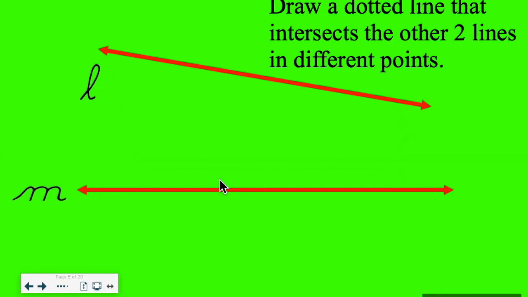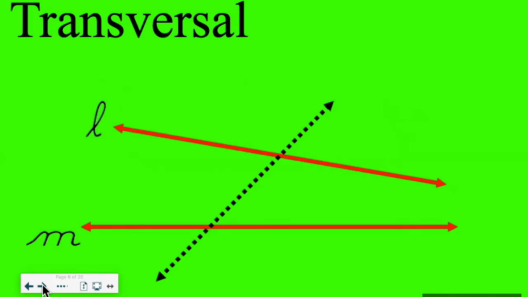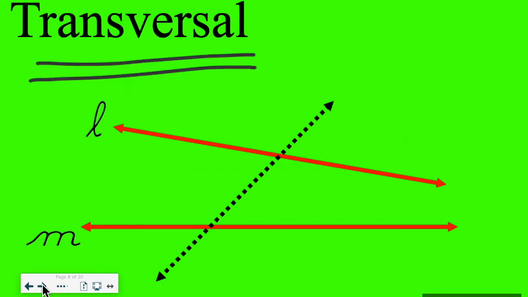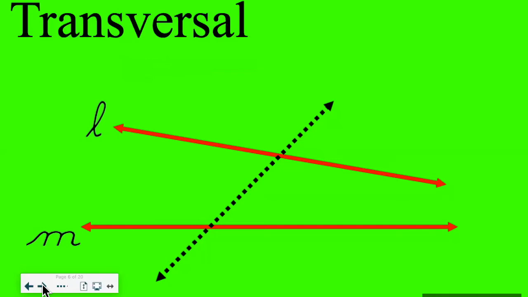So now I want you to draw a dotted line that intersects the other two lines in different points. So using your straight edge, draw a dotted line. And this dotted line is kind of important. It indicates that it is a different kind of line, called a transversal. A transversal is a line that intersects two other lines. This is the point of intersection for line L, and this is the point of intersection for line M.